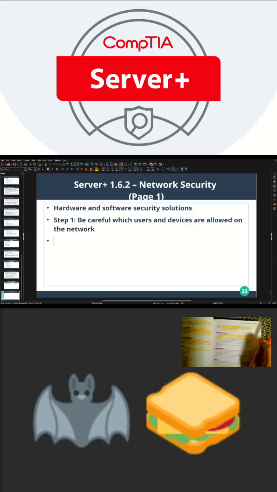The IEEE 802.1X security standard controls access to a network. Okay, let's write that down. IEEE 802.1X is a security standard that controls access to it.